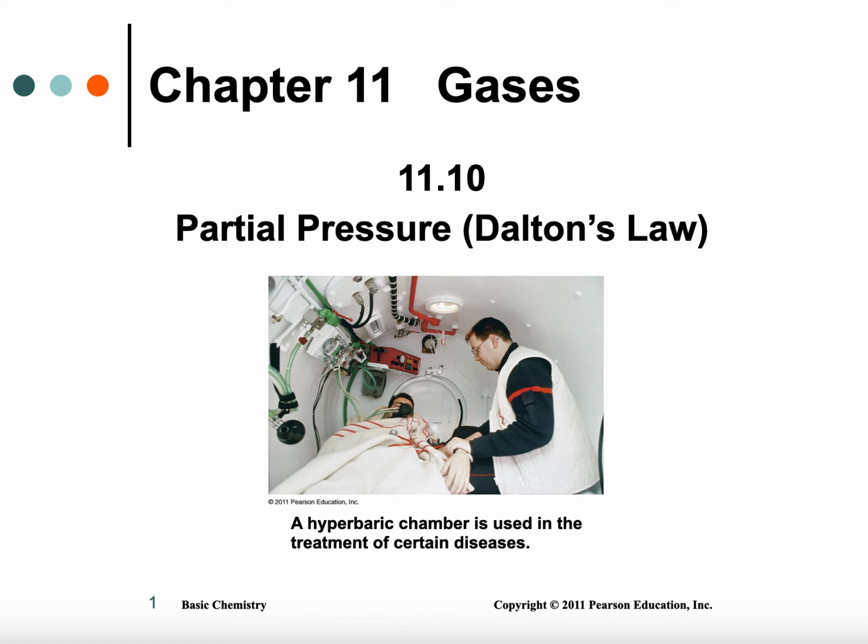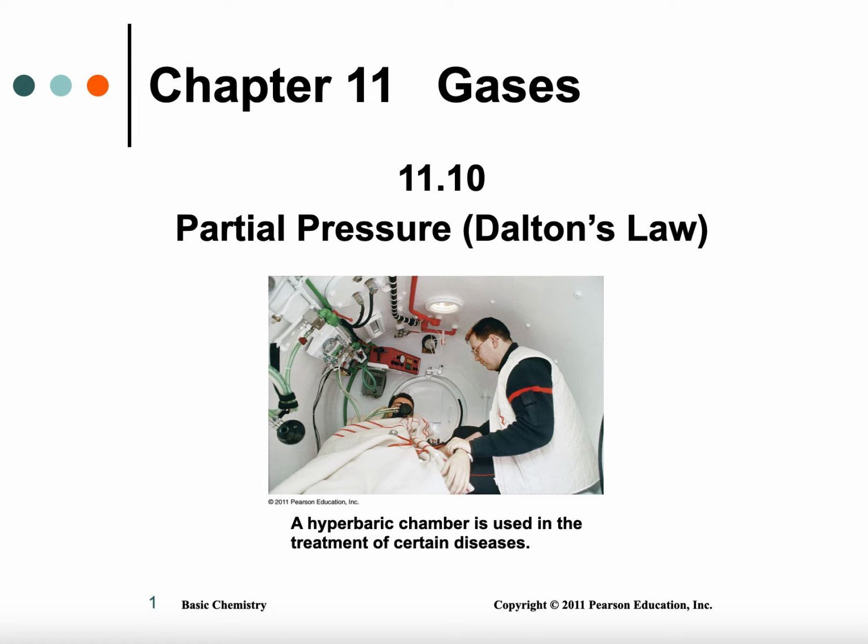Okay, so what Dalton's law says is that the pressure of a mixture of gas is simply the individual pressures added together. So if you have hydrogen gas at 2 pascals and oxygen gas at 2 pascals, and you put them both into the same balloon, the pressure in that balloon will be 4 pascals. 2 of them contributed from each of the gases. And that's what it is.